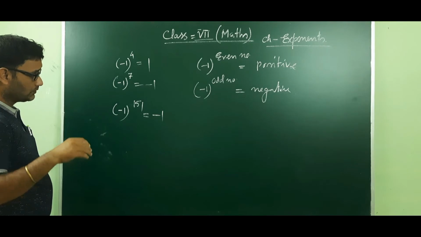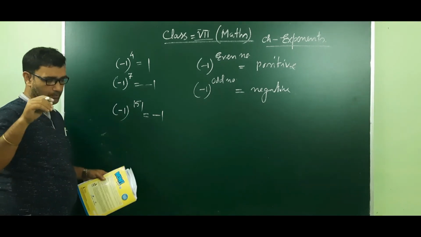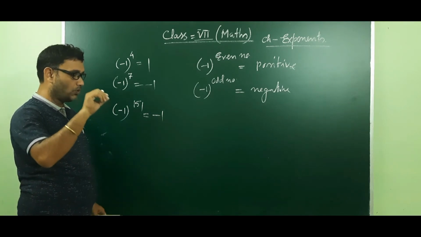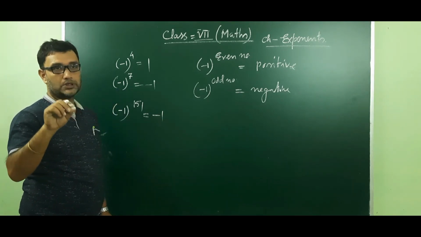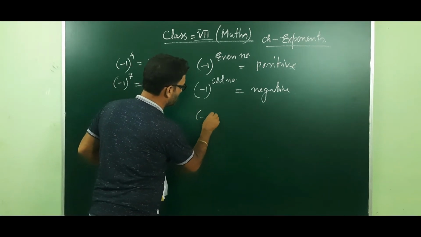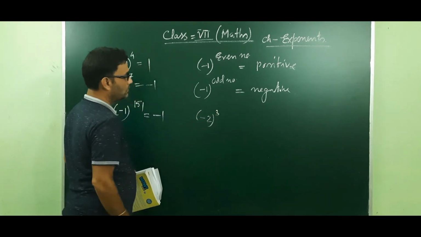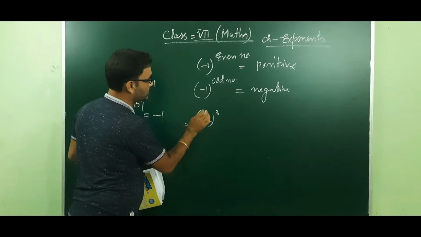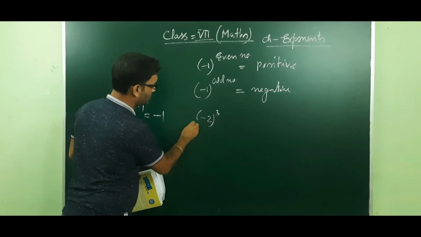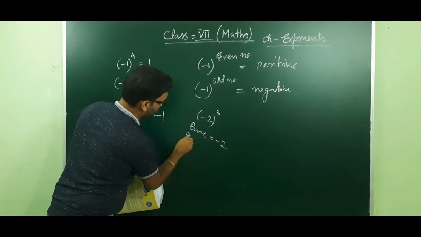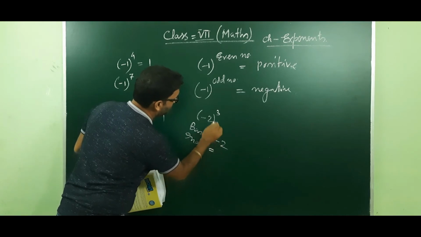Now you see, in your exercise 5.1, in the first question you only have to identify which one is the base and which one is the index. For example, suppose minus 2 to the power 3, one question is there. So in this question, which one is your base? You will write here base equal to minus 2 and index equal to what?